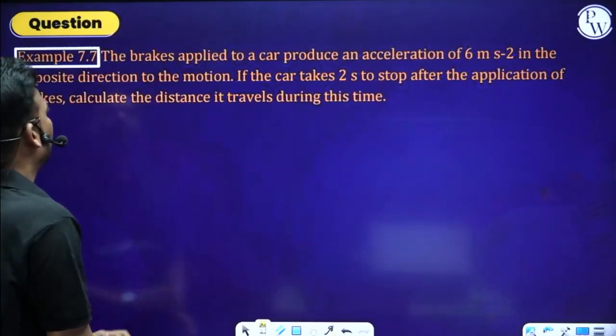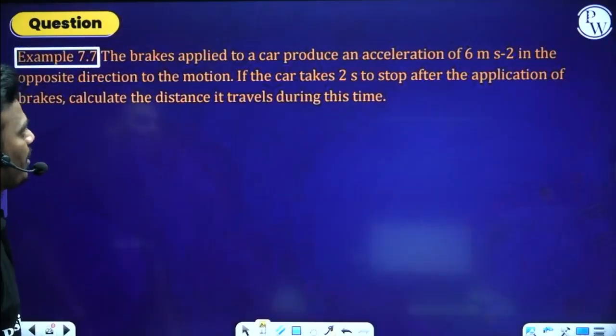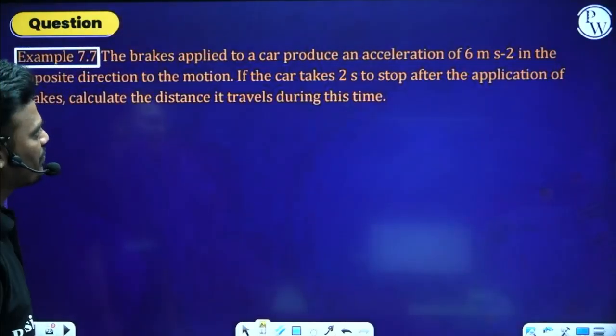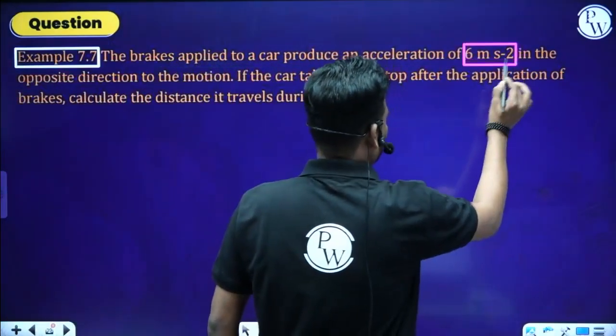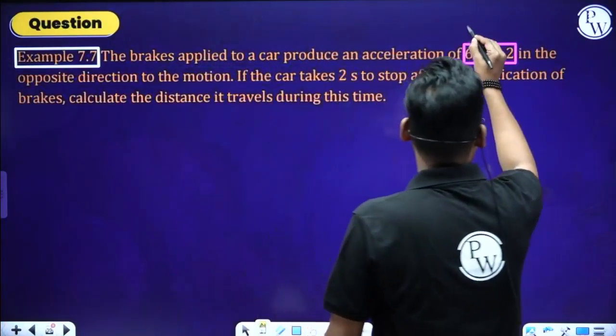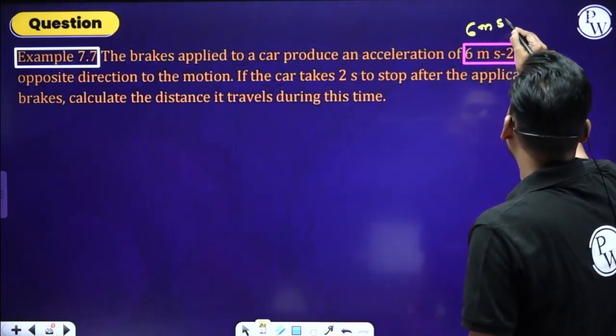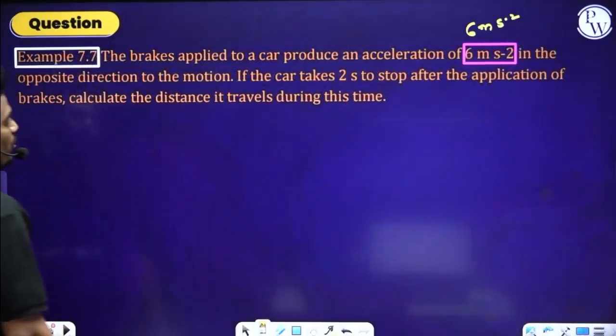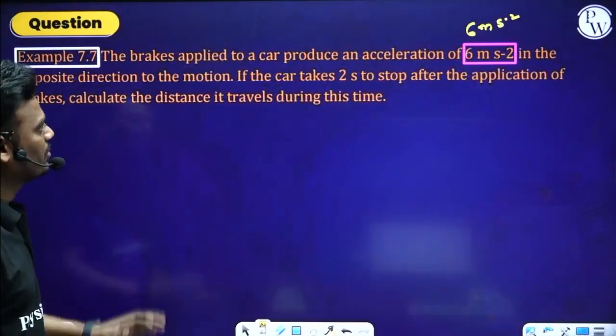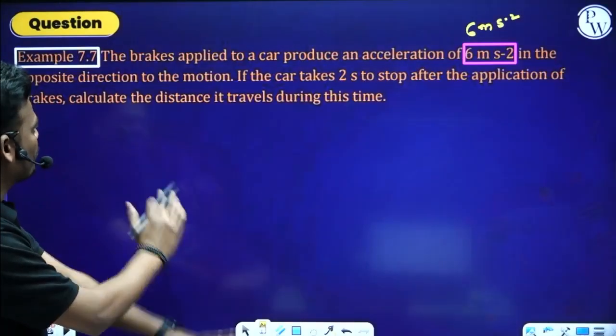Question is, the brakes applied to a car produce an acceleration of 6 meter per second square, not a minus. In the opposite direction to the motion. Opposite direction means velocity and acceleration are opposite.